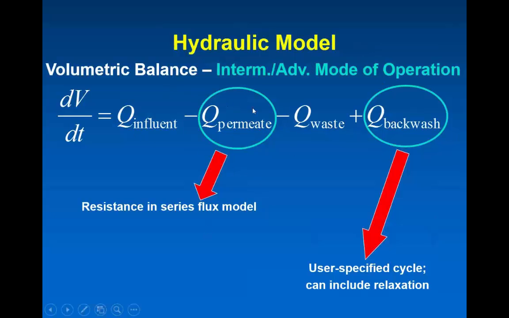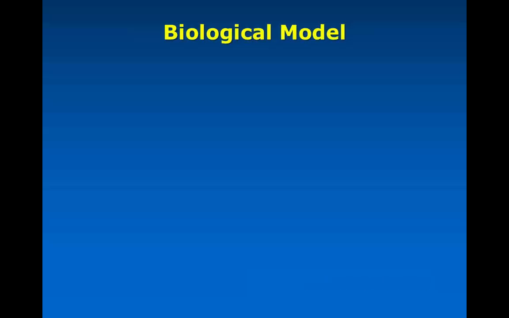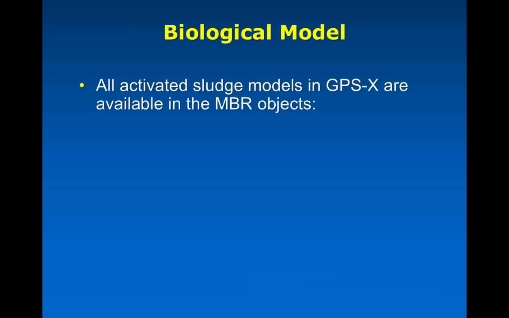In advanced mode, this part is actually calculated from your application of transmembrane pressure. And in that case, our dV/dt could be anything, and your volume can go up and down. Okay. So basically, flows in, flows out, keep track of everything that goes in and goes out.